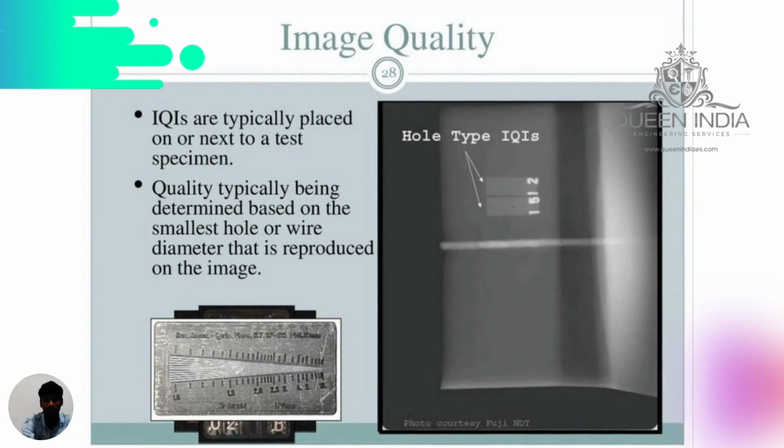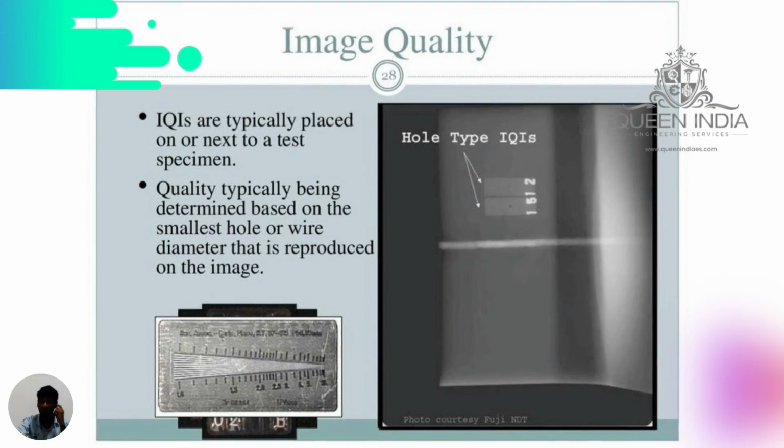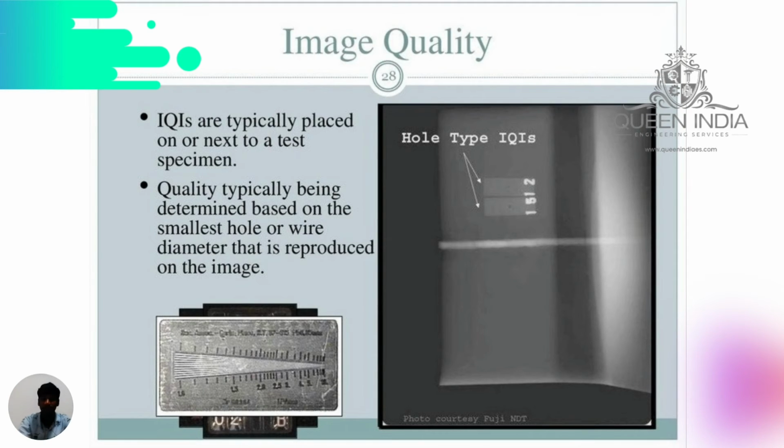This is the process of the hole type IQI. The IQI is placed on the specimen, near the specimen, the wire type or hole type IQI is placed. The wire will determine the quality of the images produced.